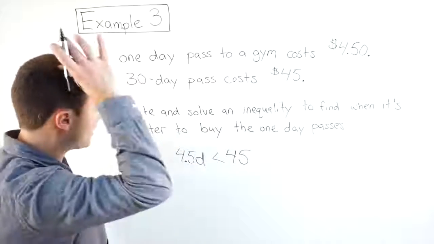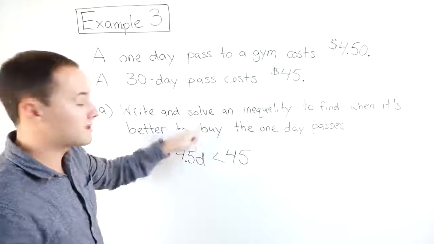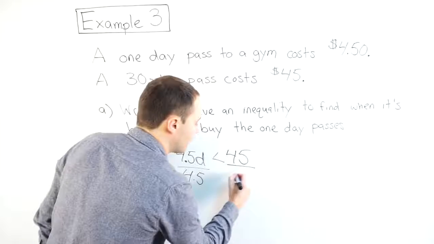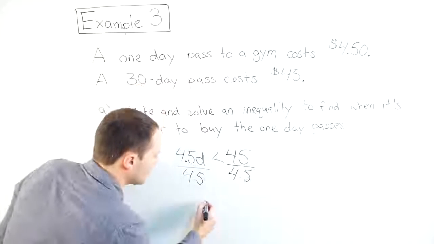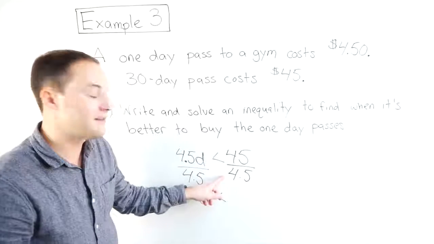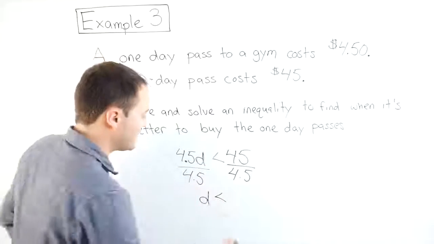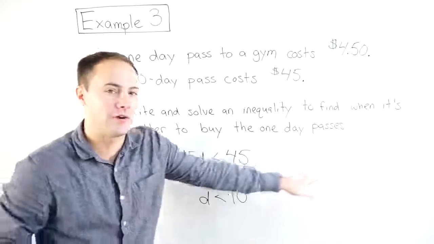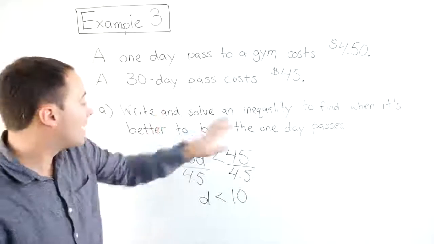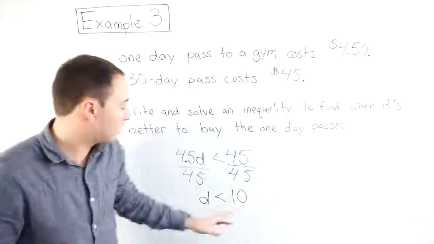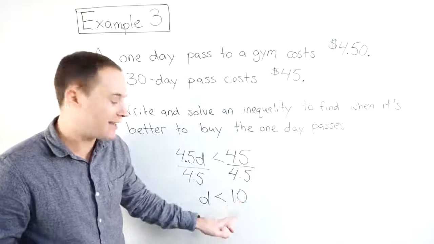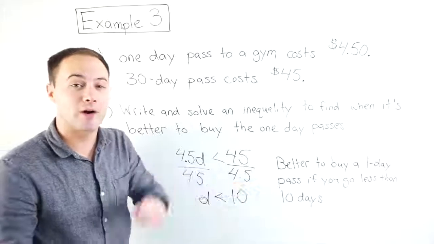So now let's solve it. So we wrote the inequality. Now let's solve it. Divide both sides by 4.5 to get that D, that variable alone. D is less than, well, 45 divided by 4.5 is 10. You can do that over here or just trust me. What that means is, when is it better to buy a one-day pass? Well, it's better to buy a one-day pass if you go less than 10 days. So there is our answer.